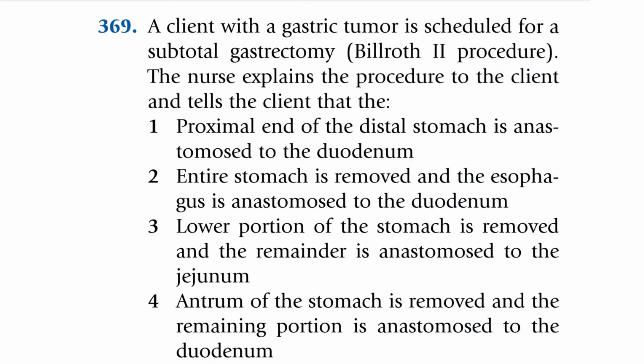369. A client with a gastric tumor is scheduled for a subtotal gastrectomy, Billroth 2 procedure. The nurse explains the procedure to the client and tells the client that their: 1. proximal end of the distal stomach is anastomosed to the duodenum. 2. entire stomach is removed and the esophagus is anastomosed to the duodenum. 3. lower portion of the stomach is removed and the remainder is anastomosed to the jejunum. 4. antrum of the stomach is removed and the remaining portion is anastomosed to the duodenum.